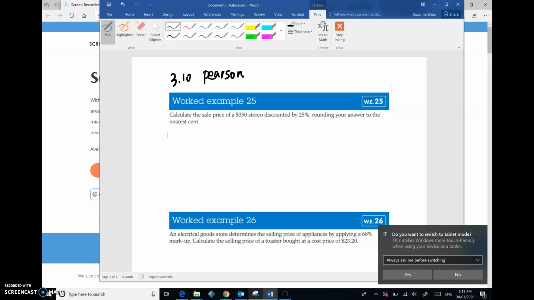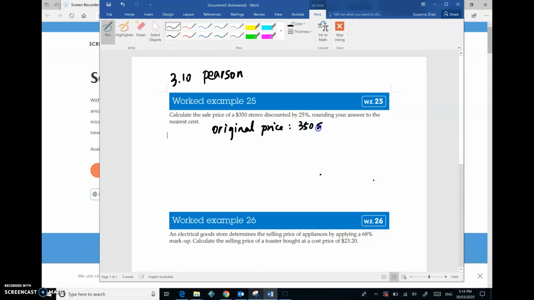Calculate the sale price of a $350 stereo, discounted by 25%, rounding your answer to the nearest cent. Okay. So original price, $350. Okay. And it's discounted by 25%. So I want to know the new price.